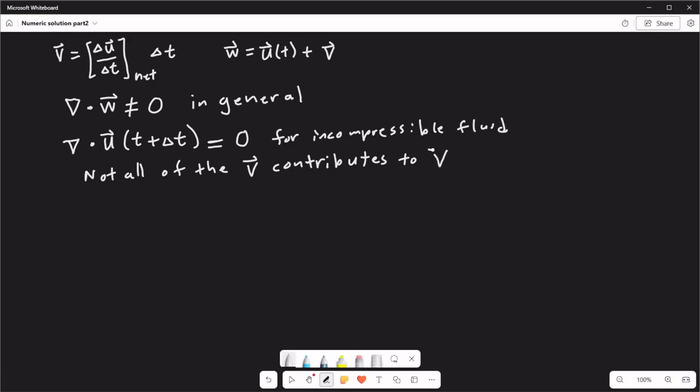The V vector. Okay, so to see what's, oh, actually not the V vector, but the U at the new time. Okay, to see what's actually going on, a good way to do this is to basically look at the simplest possible example. So the example is a column of water.